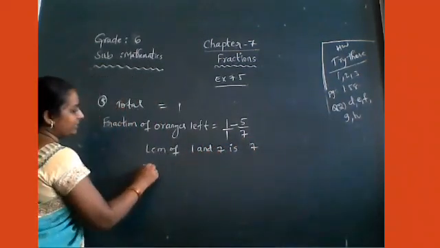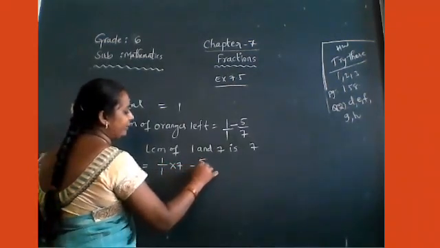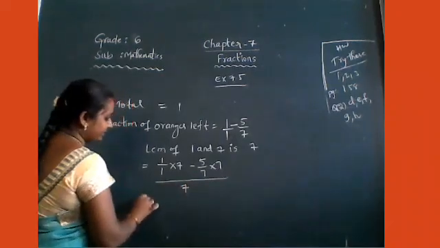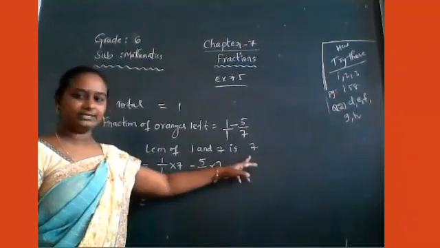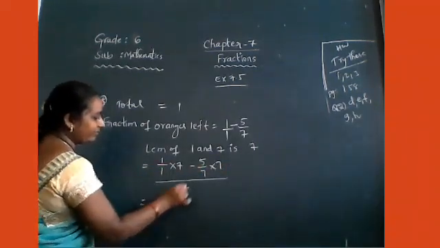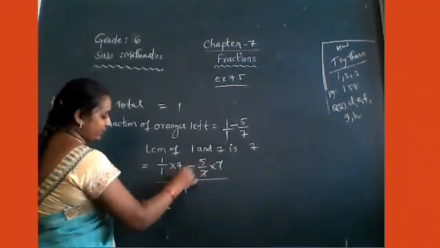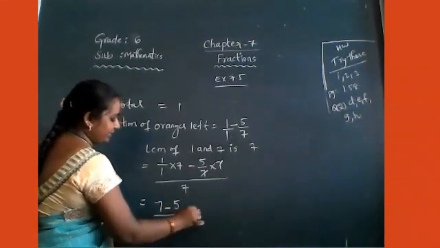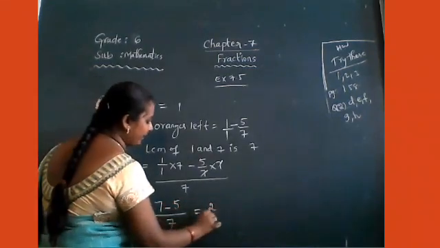Now 1 by 1 into 7 minus 5 by 7 into 7, the denominator is 7. So you have to multiply the numerator and the denominator by the LCM. So 1 into 7 is 7, minus 5 by 7. Right. 7 minus 5 gives 2 by 7.